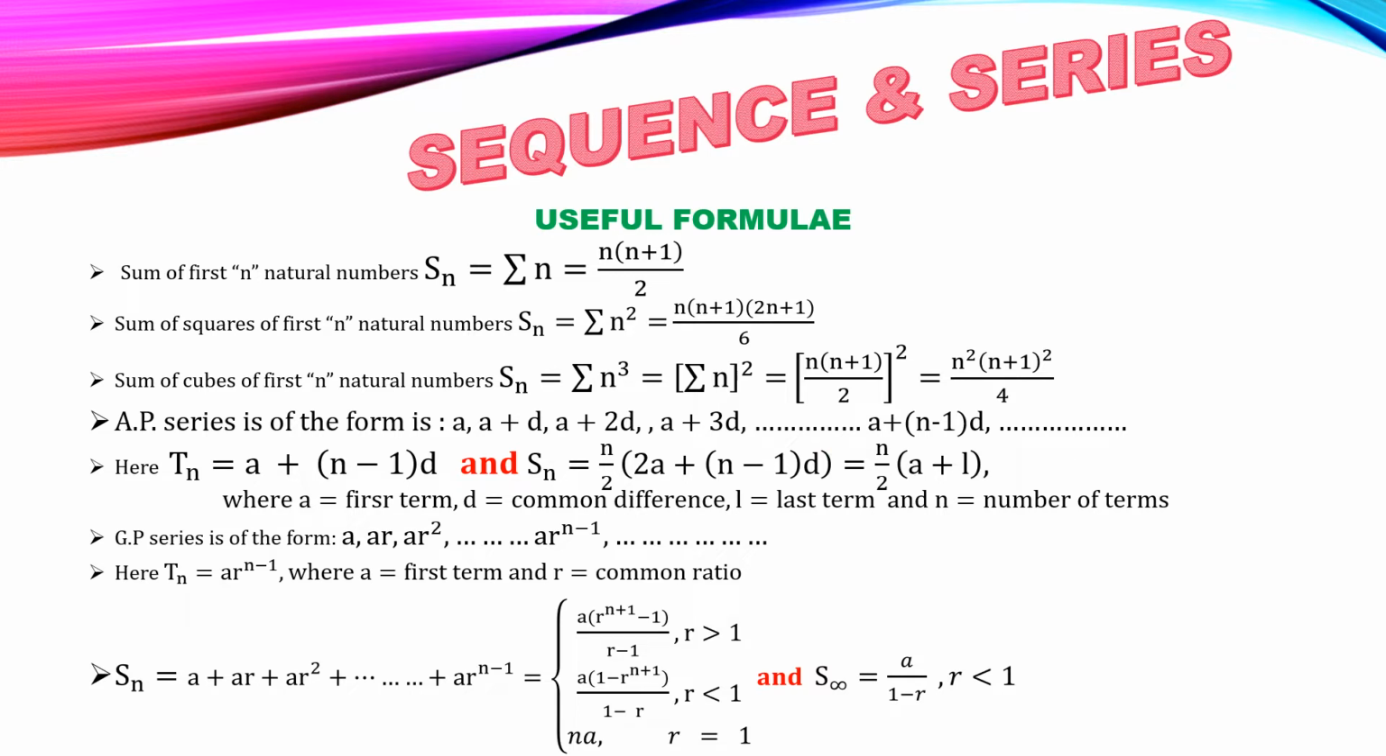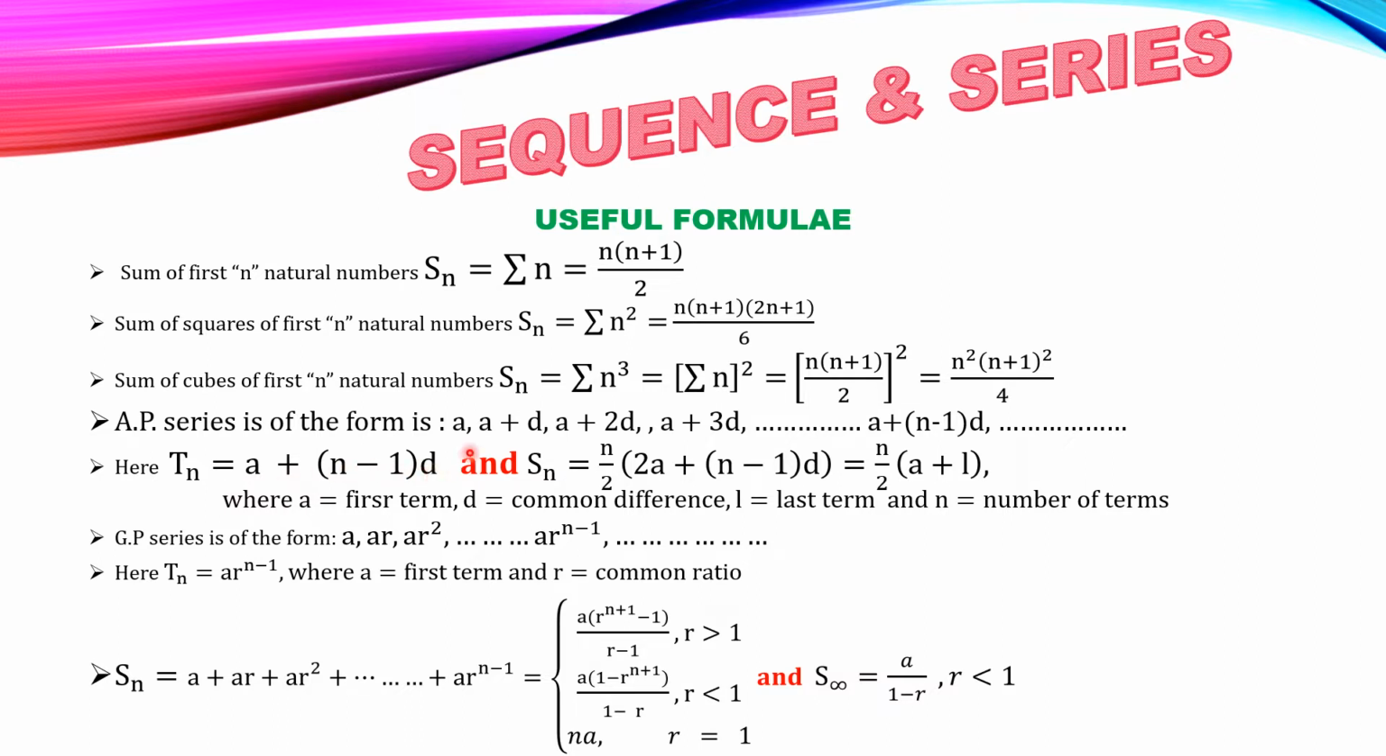And next, we observe that a sequence may be defined by three types of series. The first one is arithmetic progression or arithmetic series, which is in the form a, a plus d, a plus 2d, a plus 3d, and so on, up to a plus n minus 1 into d. Here a plus n minus 1 into d is denoted by tn, the nth term of the arithmetic progression.